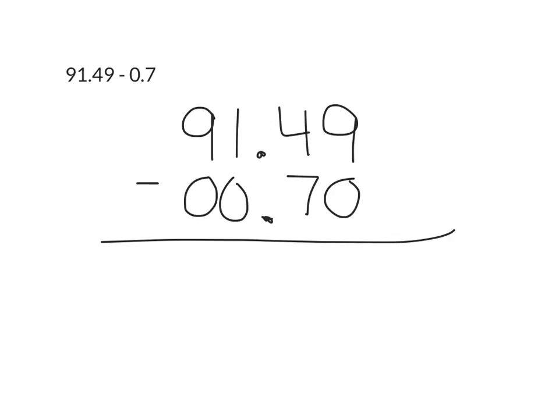9 minus 0 is 9. Now when I get to my tenths place, I see that I have a 7, and I'm subtracting 7 from 4. But I can't take 7 away from 4, so I'm going to go over to my ones place, and I'm going to borrow from there. And so that 1 becomes a 0, and my 4 becomes a 14, because when I take 1 away, that becomes 10 tenths. So that changes my 4 tenths to 14 tenths. Now 14 minus 7 equals 7.